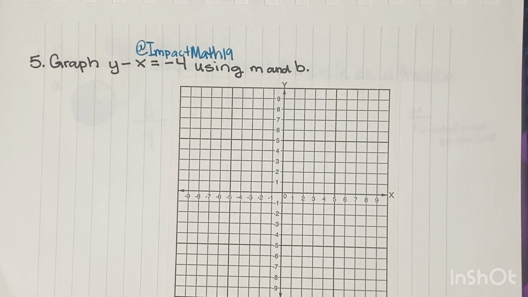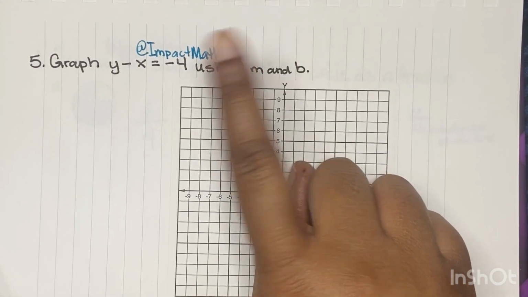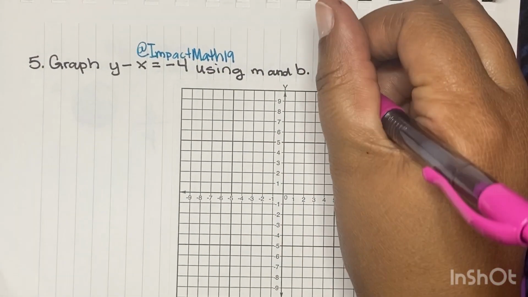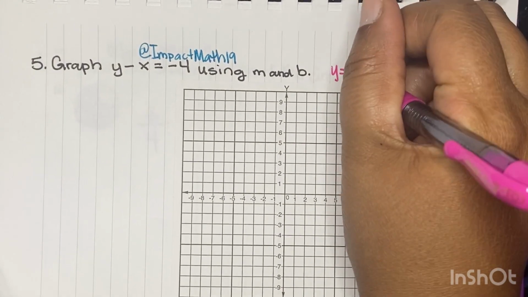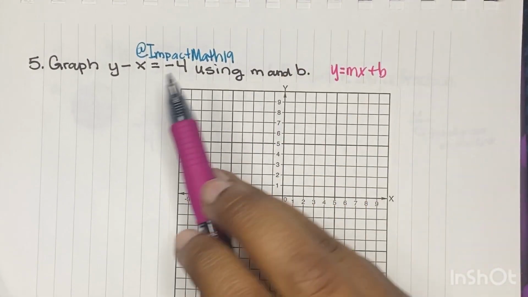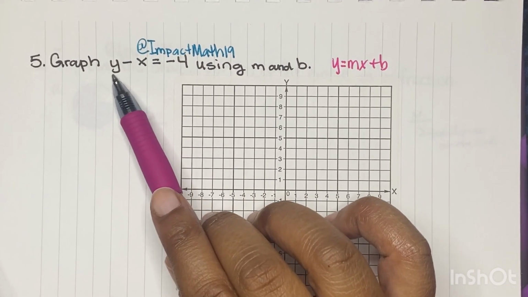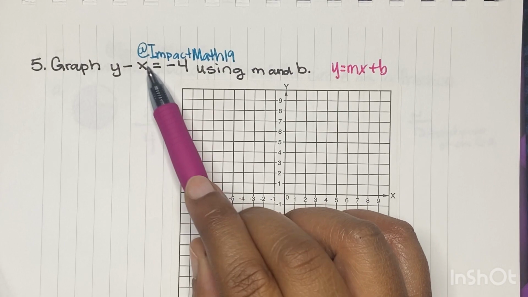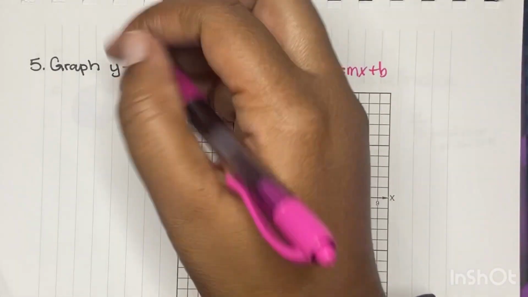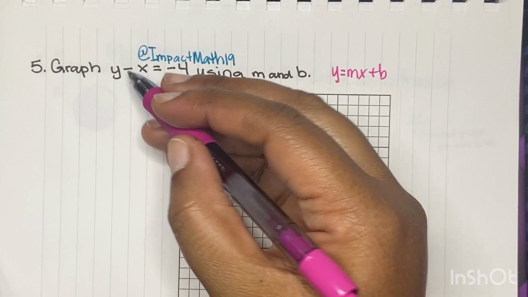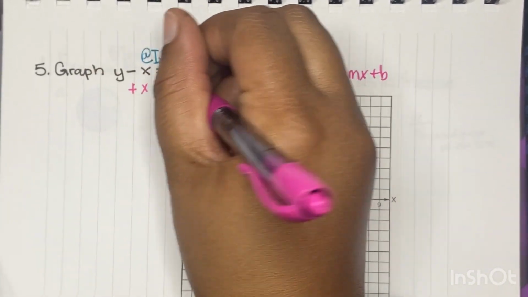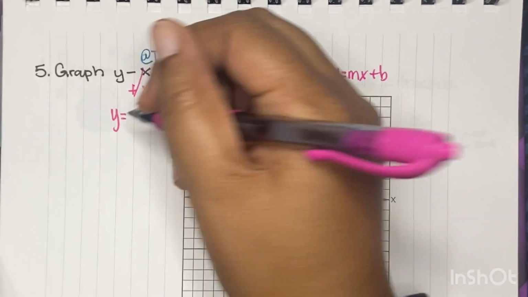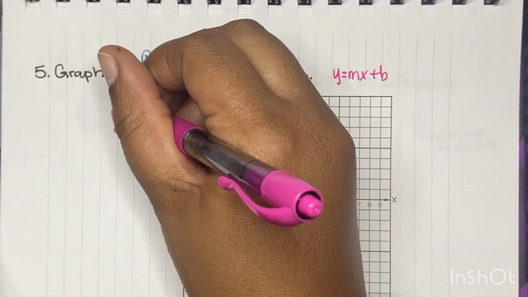So graph y minus x equals -4 using m and b. Alrighty, so what we want to do is, remember, if we want to use the m and b method, we first have to have this equation in the form y equals mx plus b. This is not in that form because the y is not solved by itself. So we have to move this negative x to the other side by doing the opposite of minus. So we're going to add x to both sides. And we get y equals x minus 4.